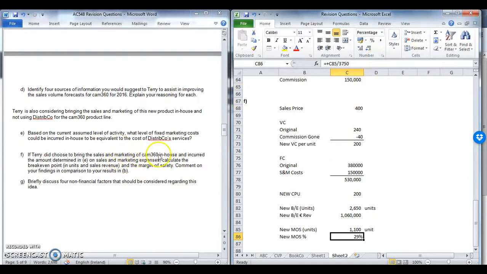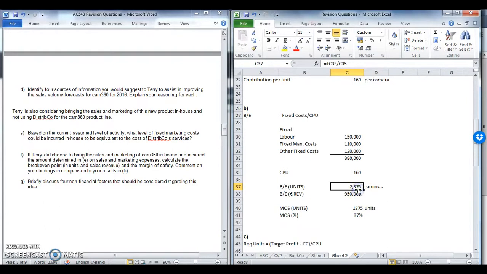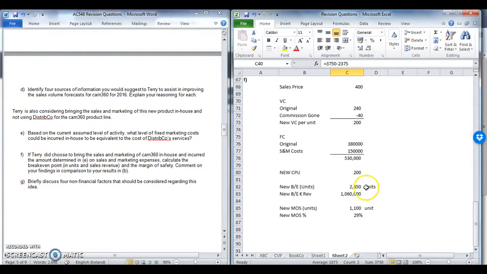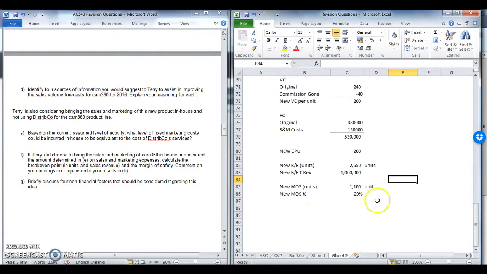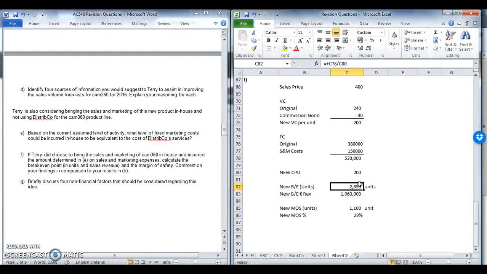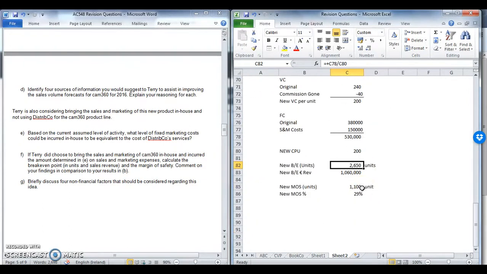So again, remember, you're asked to do the calculations but also comment on your findings. So essentially what you're looking at here is, well, what happened in B? Break even was 2375, margin of safety was 1375, 37%. Break even point here now is 2650, and the margin of safety has fallen down to 1100. So apologies, the break-even hasn't doubled. It has only gone from 2375, I was looking at the wrong one, to 2650. So it's gone up a small bit, but it hasn't nowhere near doubled.